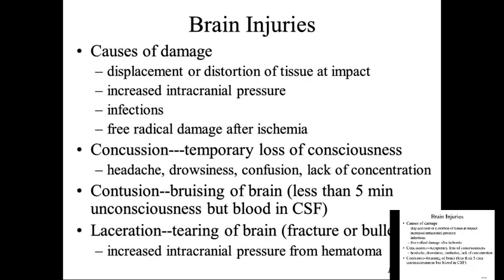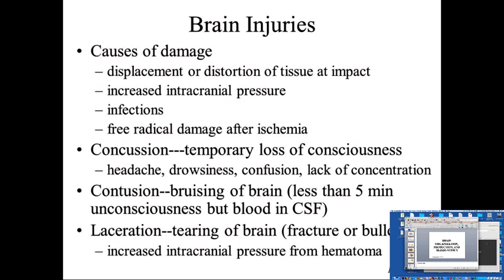Displacement or distortion of tissue at impact can cause brain damage, increase of pressure, infections, free radical damage, concussions, contusions. Concussions are usually traumatic brain injuries, a temporary loss of consciousness, or they just get headaches, they feel confused, they can't concentrate in class. A contusion is a bruising of the brain, less than 5 minutes of unconsciousness, but there's blood in the cerebral spinal fluid. And of course, a laceration, some sort of tearing of the brain due to a fracture or bullet, or increase of intracranial pressure from an accumulation of blood from a hematoma. Okay, that was a lot of information there.